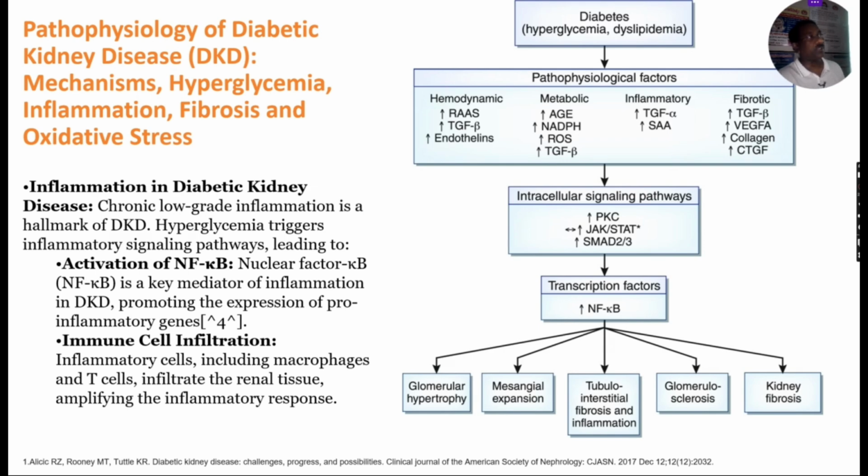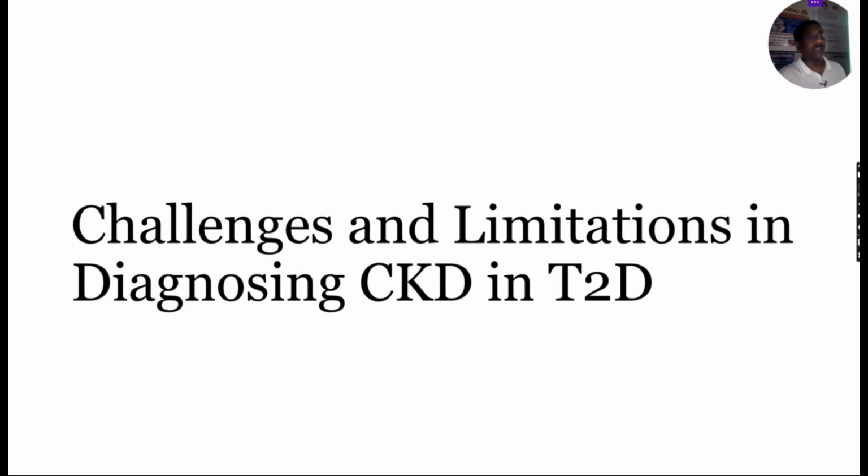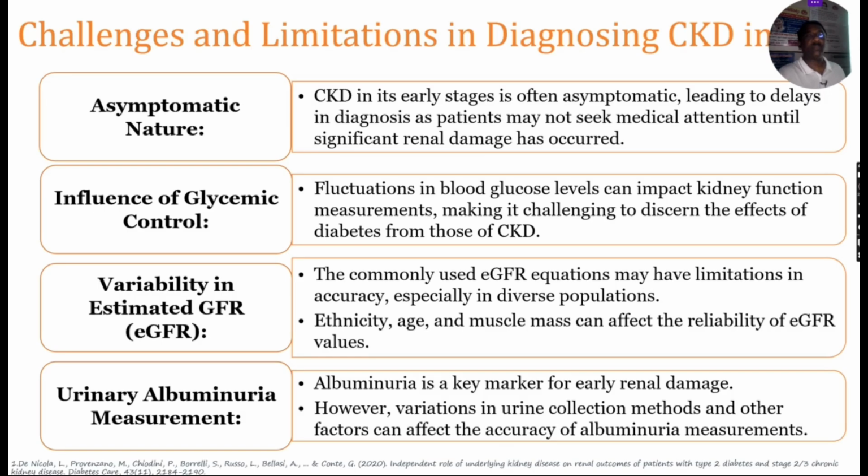If you don't control the blood sugars very effectively, all these changes will occur, and finally they lead to CKD. Now, what are the challenges and limitations in diagnosing CKD in type 2 diabetes? The asymptomatic nature is the most important. Unfortunately, most of the people are asymptomatic. And in India, no person will enter a doctor's chamber without any symptoms. By the time the patient is symptomatic in CKD, they are already in stage 4 or 5. Even stage 3 of your CKD is asymptomatic.